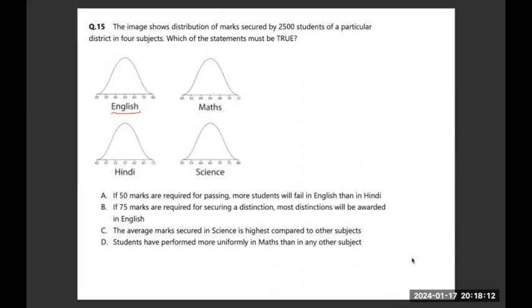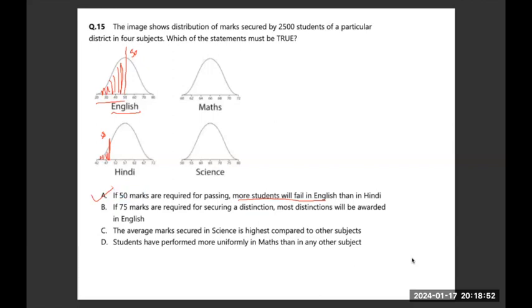So the line of 50 will fall here somewhere. And the line of 50 will fall here, middle, in case of English. So what is given is 50 is the passing required. More students will fail in English than in Hindi, which is true. In English, your failing proportion is half of the batch, versus in Hindi, it is less, about 1/4, relatively. So A is correct.